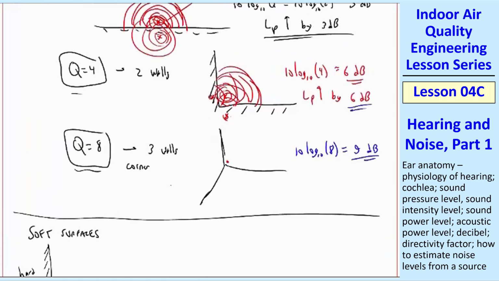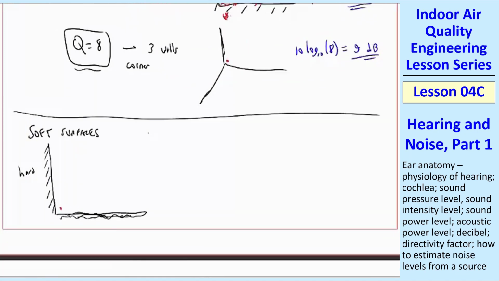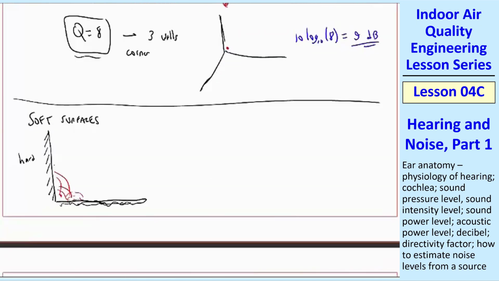Now normally we'd say for that case you'd have a Q equal 4, but instead of 4 it would be at least 2 because of this wall, but less than 2 from this wall. The combination would be somewhere between 2 and 4.